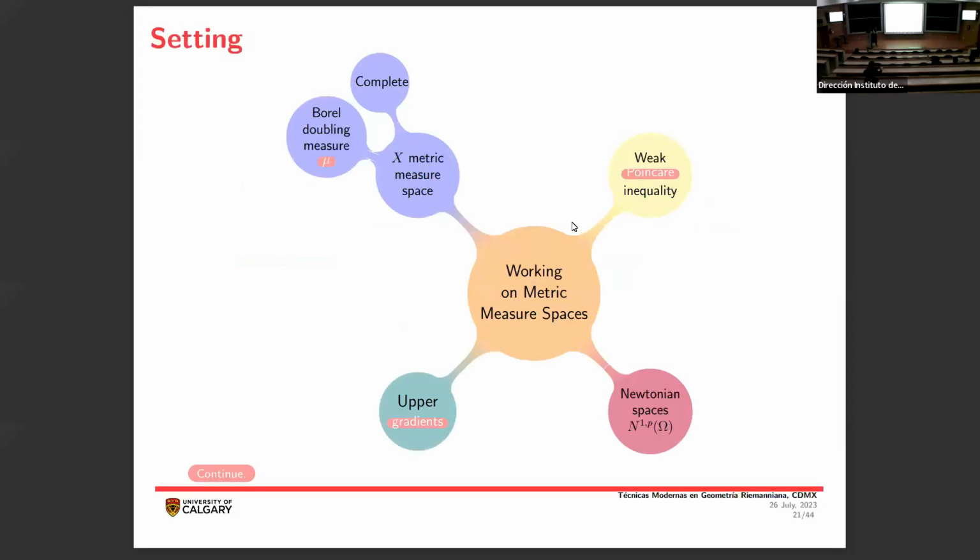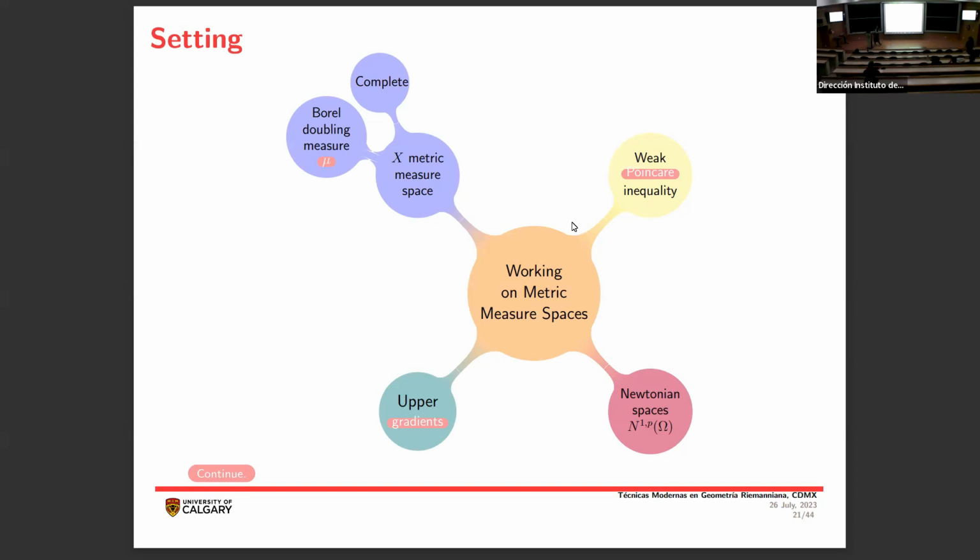But okay, so we now know that we want to work with a double phase. So what is it that we need to ask of our space, right? When working on metric measure spaces, one really has to focus on how to overcome certain difficulties that come from the fact that we are working in a general setting. So we are going to start with X, a metric measure space.